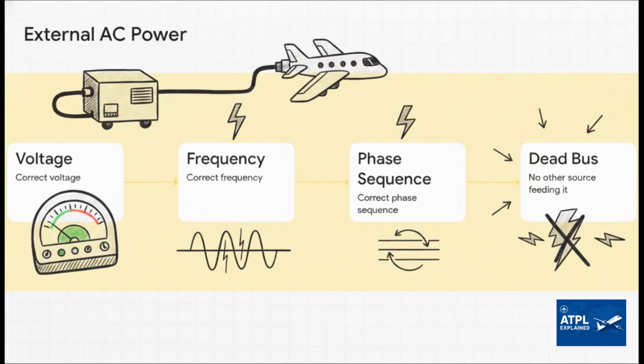Because of those super strict frequency rules, plugging an aircraft into external AC power on the ramp requires some exact conditions. Before that external power cart can even energize the aircraft, four parameters absolutely must be perfectly aligned. Correct voltage, correct frequency, correct phase sequence, and a dead bus, which just means no other power source is currently feeding it. A phase order mismatch means immediate refusal by the aircraft's electrical system, which keeps your onboard electronics completely safe from reversed phases.